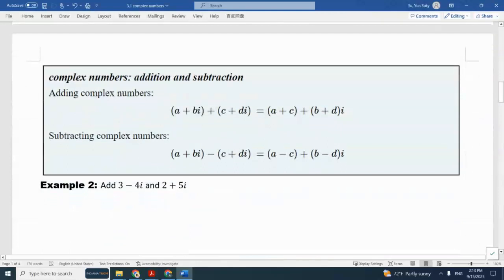Okay, next. Operations. How do we add or subtract complex numbers? Well, it's like how you add expressions with x. You add the like terms. You add the constant terms together, and you add the linear terms, the x power, together, right? So you add the constants, add the coefficients of i, or you subtract the constants, you subtract the coefficients of i.